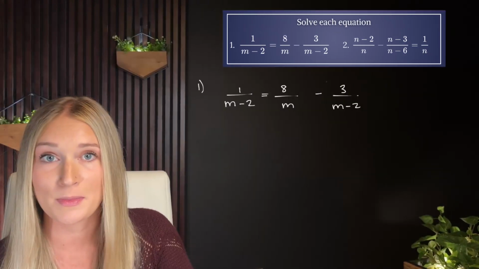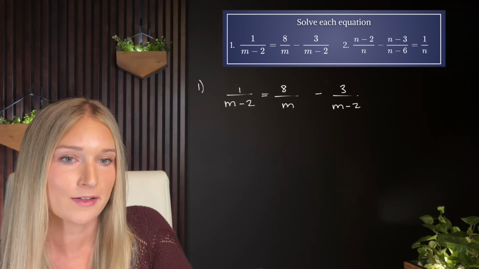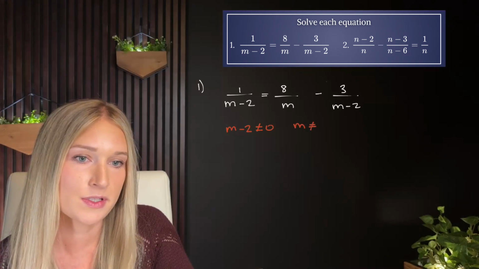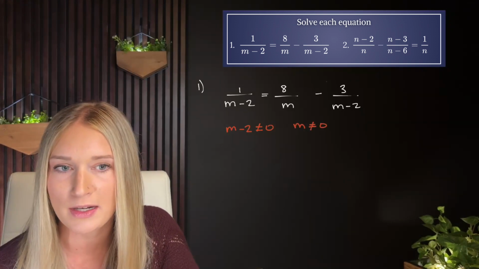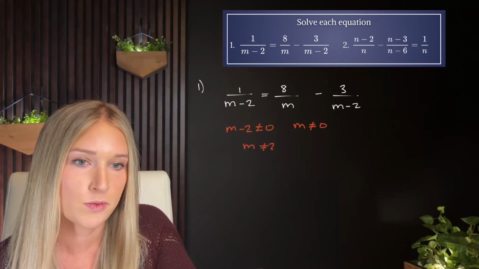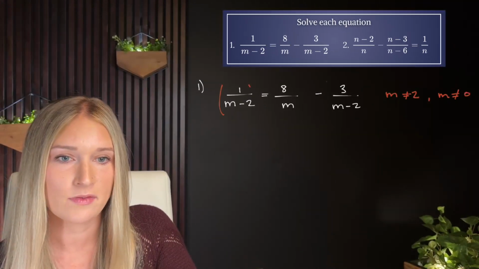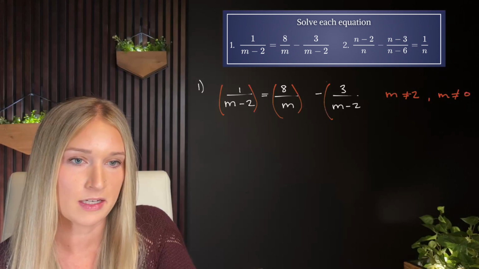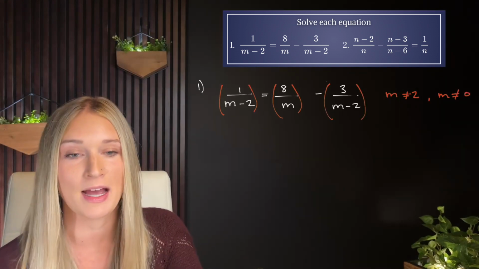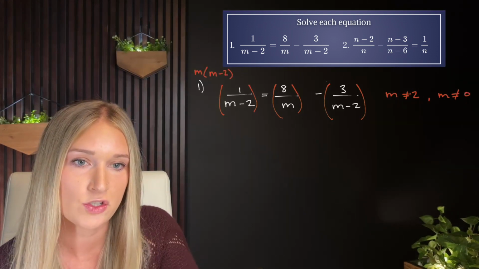I still look at my denominators and find any values of m that would cause there to be a 0 in the denominator. So m minus 2 cannot equal 0, m cannot equal 0, and m minus 2 cannot equal 0, but I've already established that over here, so I'm not going to write it again. M then cannot equal 2 or 0. My LCD needs to consist of the factors of each of my denominators, and I'm going to multiply all 3 fractions by that LCD. So I need an m and an m minus 2.